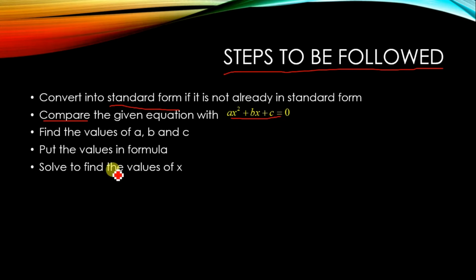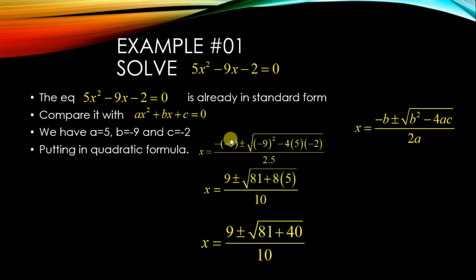After finding the values of a, b and c, I shall put those values into the formula and solve to get the value of x. See how we can do this. This equation is already in the standard form. On comparing it with ax square plus bx plus c equal to 0, we have a is equal to 5, b is equal to minus 9 and c is equal to minus 2.